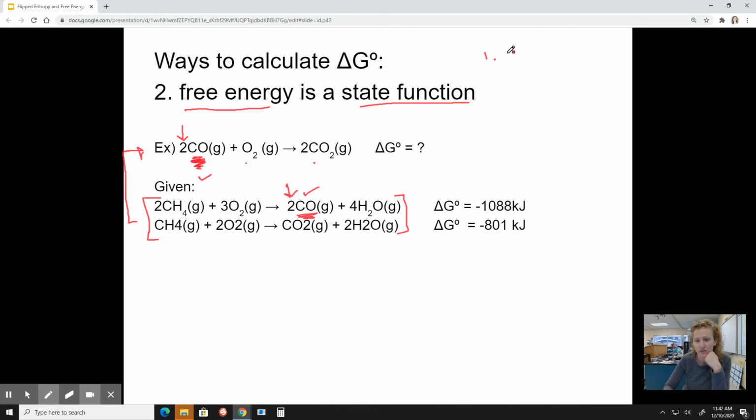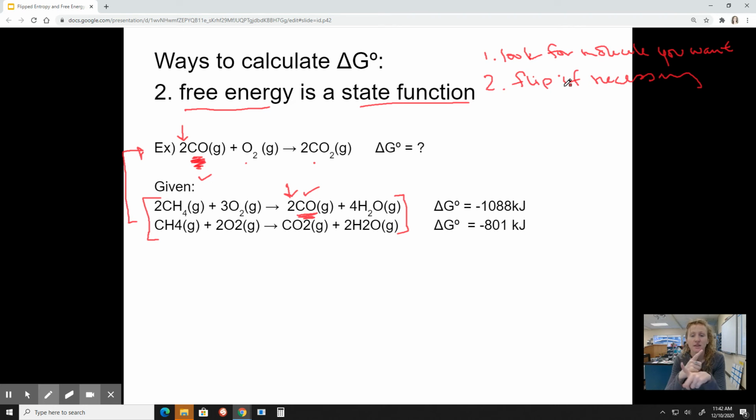2 or 3, I guess, qualifications. You're going to look for the molecule you want. The second thing you're going to do is flip if necessary. Is it given to you as a reactant or as a product? If it's given to you in the form that you want, you don't have to flip it. If it's given to you in the opposite form, then you do have to flip it.